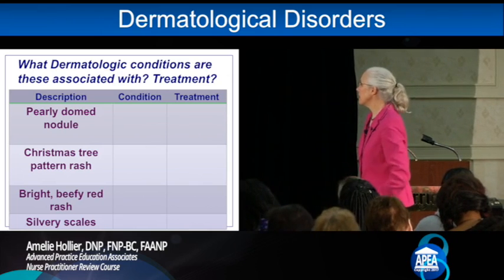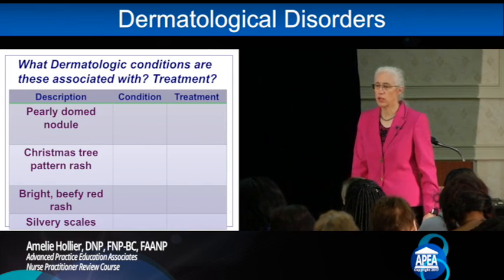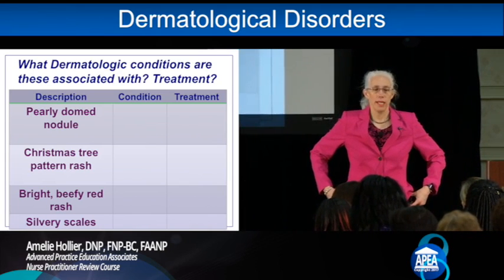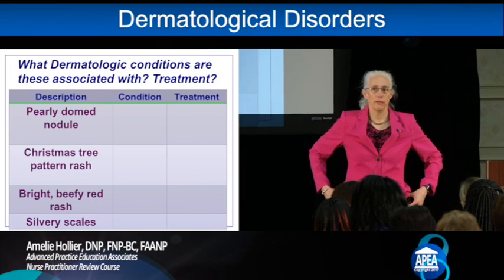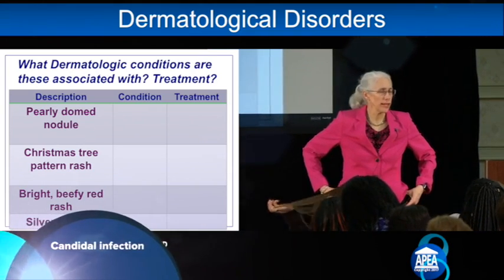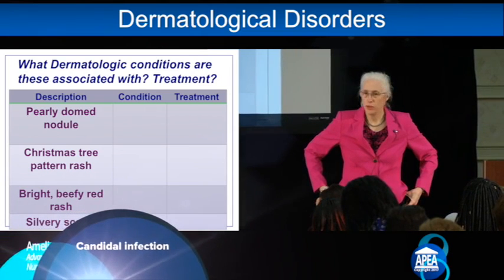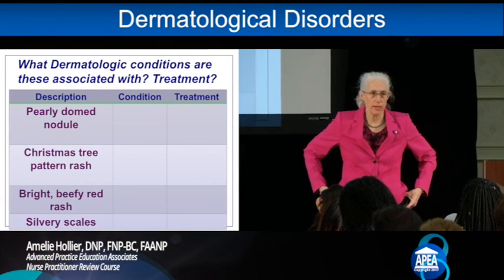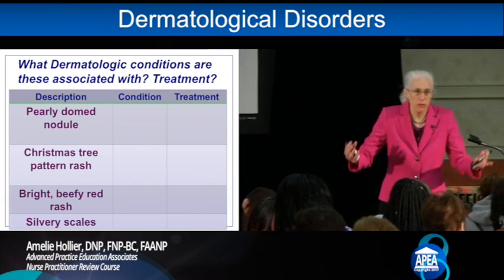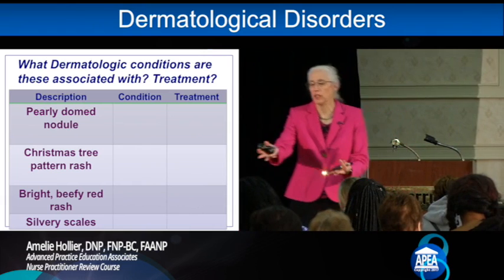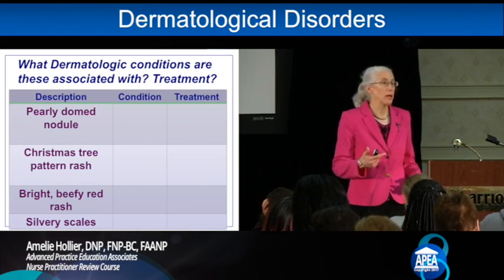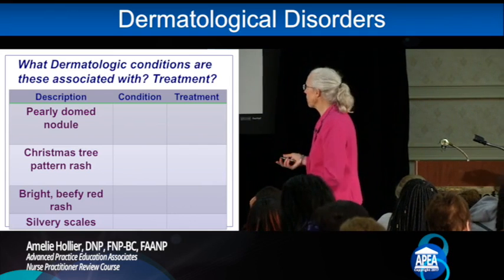What about a bright, beefy red rash? Let me give you a clue. It occurs in the diaper area. It's a candidal infection, right? Candida albicans. Whether it's in a diaper of an adult or an infant, it produces a bright, beefy red rash. When you see it, it's like the calling card of Candida. All right? How's that treated? With a topical antifungal? Sure.